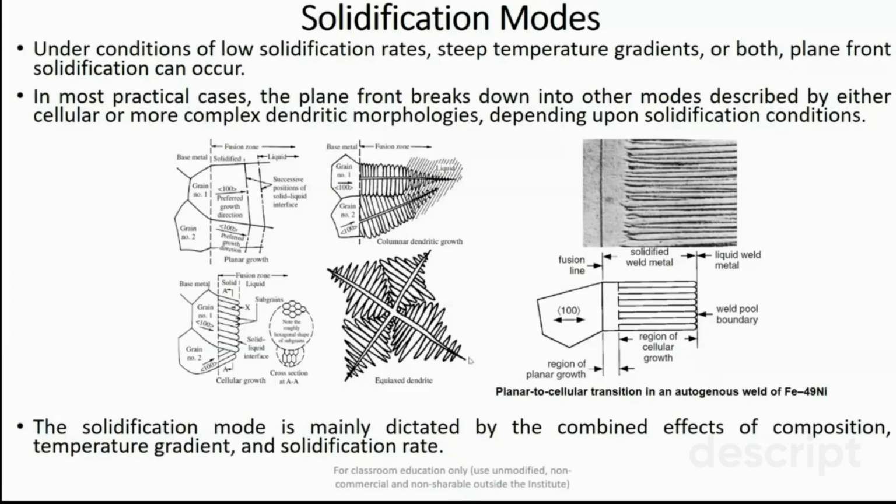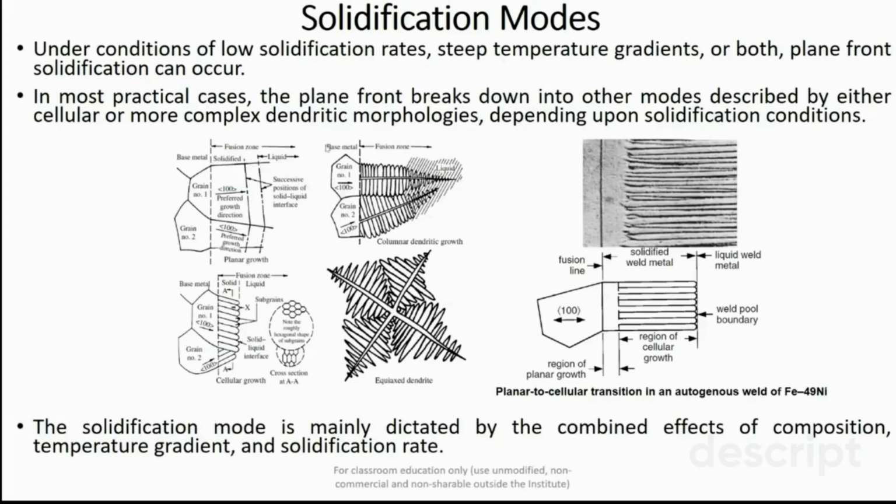Similarly, this is cellular growth. If you look from this side, you will observe this type of cross section in which there is a hexagonal shape of grain. This is a main grain, and within the main grain you have small cells formed which are the subgrains. This particular condition is known as coring in solidification, and this type of microstructure is not desirable.